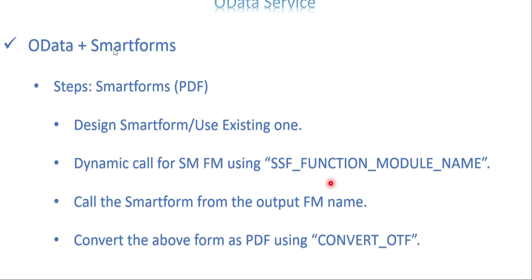So there is a random generation. For that, we have to use this function module to generate the function module at the runtime for your Smartform, and then call the Smartform using whatever function module was generated. And finally, we are going to use CONVERT_OTF as a function module, which converts the output of your Smartform into a PDF. So this is what we are going to do in the OData method.